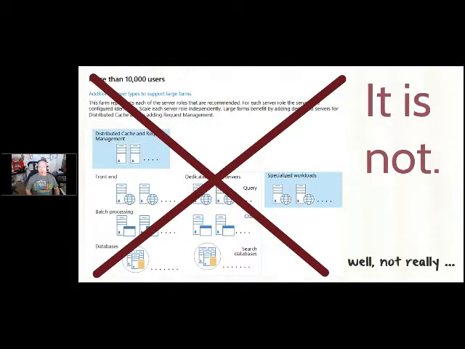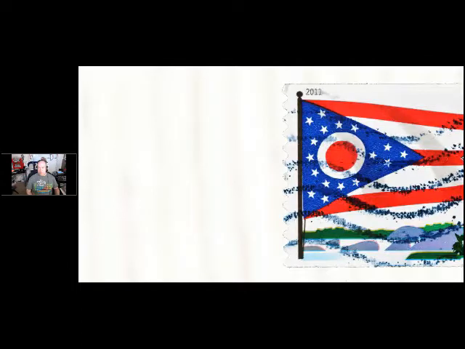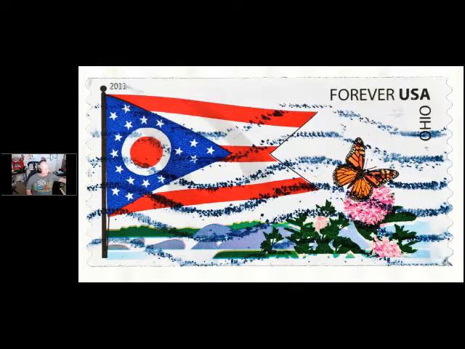I mean, yes, the farms are certainly larger. We don't even call them farms in SharePoint Online. Most of you probably know what this is. It's a stamp, right?